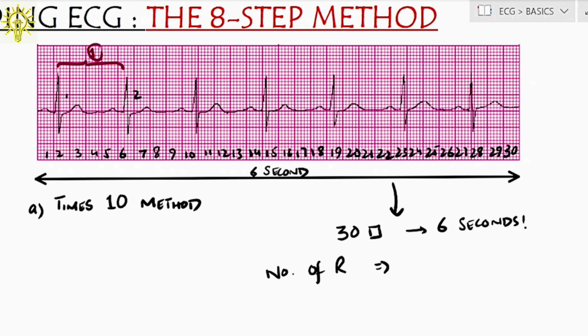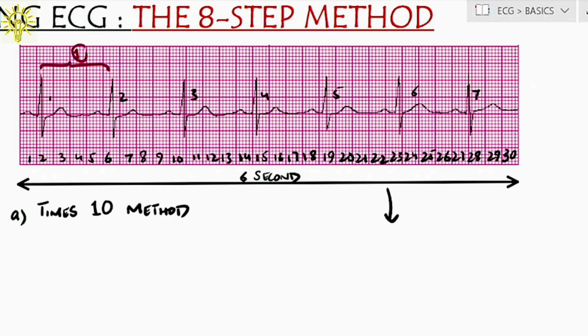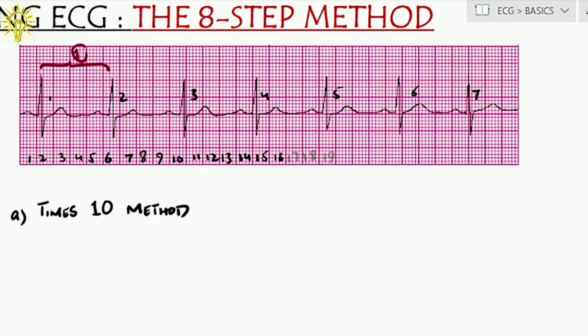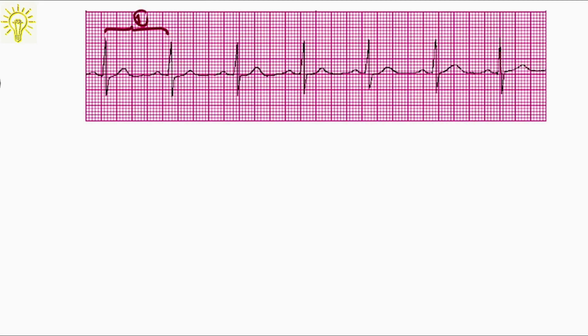1, 2, 3, 4, 5, 6 and 7. 7 times 10 equals 70 beats per minute. So it is called the times 10 method. This method is mostly used for irregular rhythms. The next method is the sequence method, and I love it because it's easier for me.